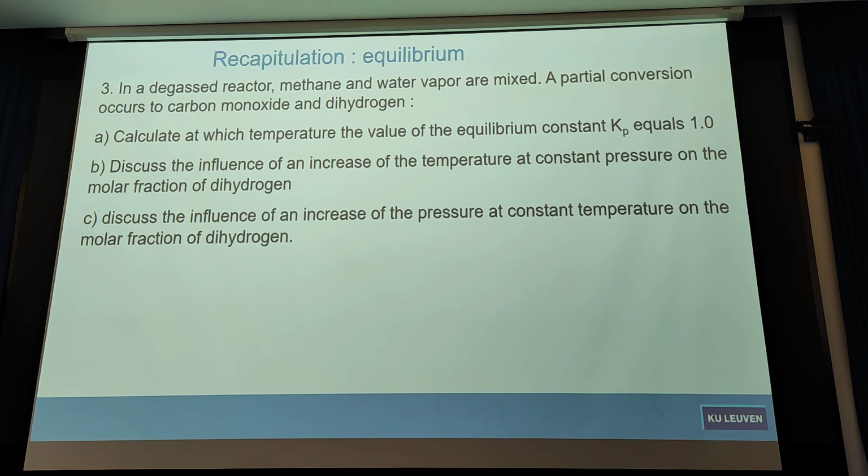Okay, so a similar exercise. So we have methane and water. Water is in the form of vapor. So it's H2O gas. We mix them and there's a partial conversion, meaning we have an equilibrium. What we form is CO and dihydrogen. Now there are several things that are asked. First thing is, at which temperature will we have a Kp equaling 1?